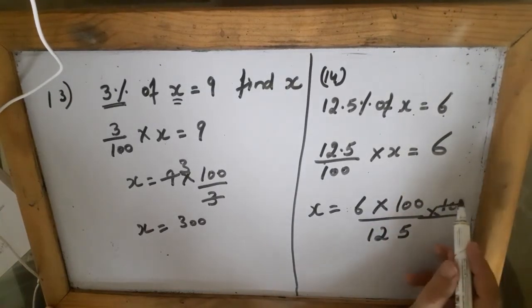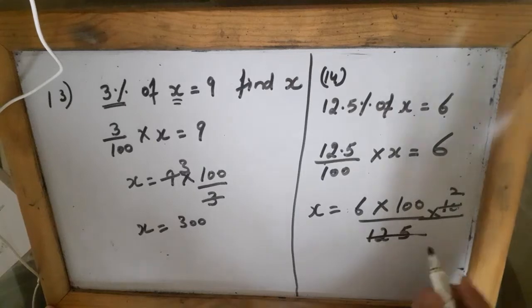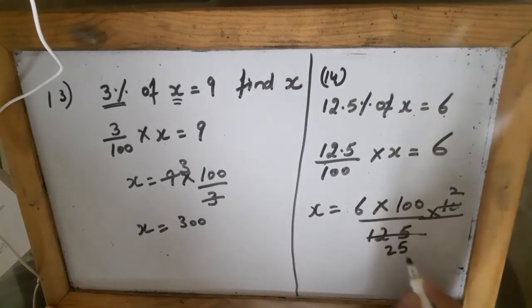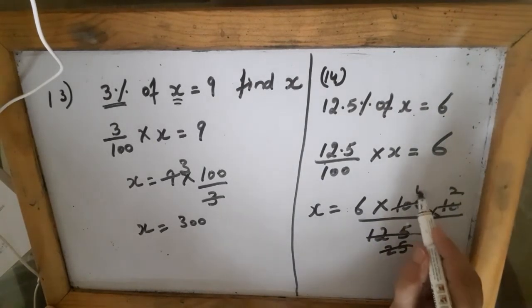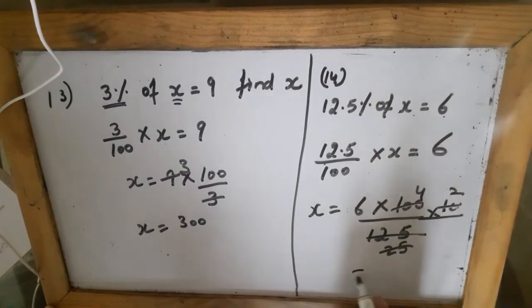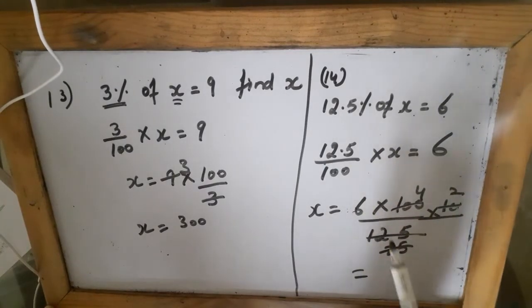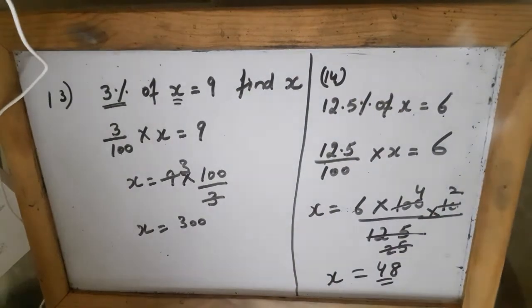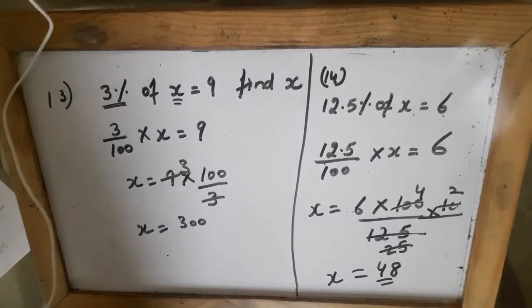Okay, now 5 2s are 10, 5 2s are 10 and 5 5s are 25, 25 4s are 100. So what do you get? 4 2s are 8, 8 6s are 48. So what is the value of x? x is equal to 48.